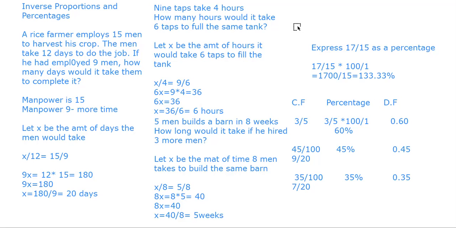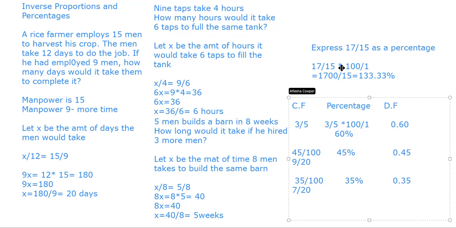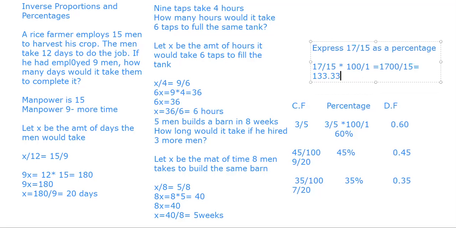All right, I hope that you guys are understanding percentages and inverse proportions and all the good stuff. All right.